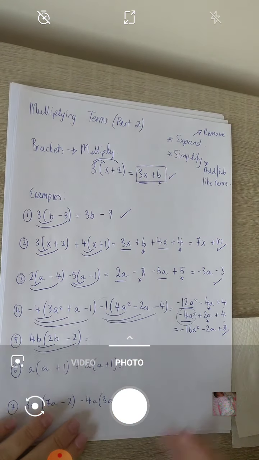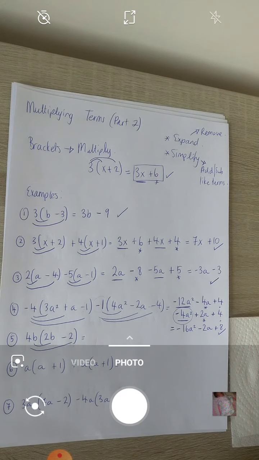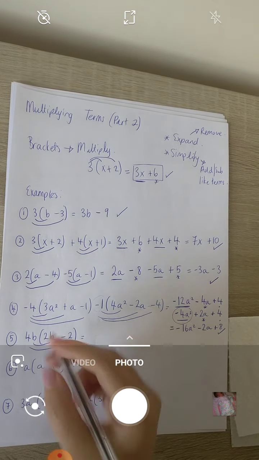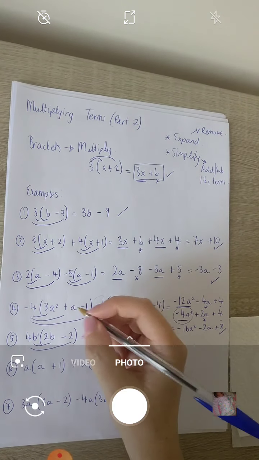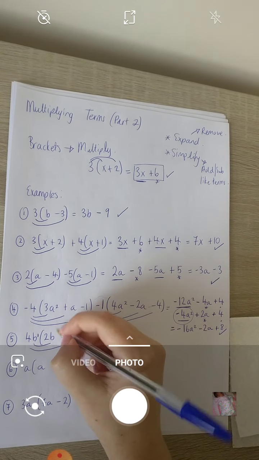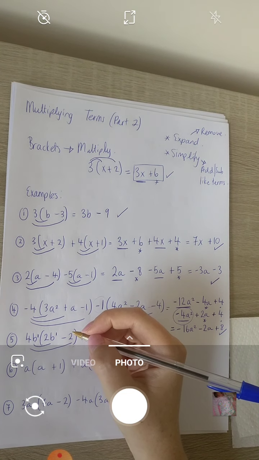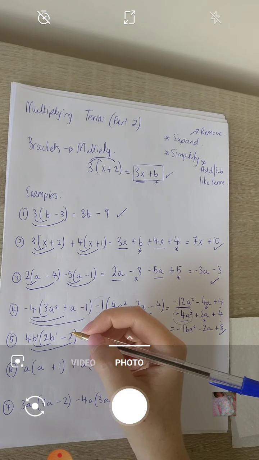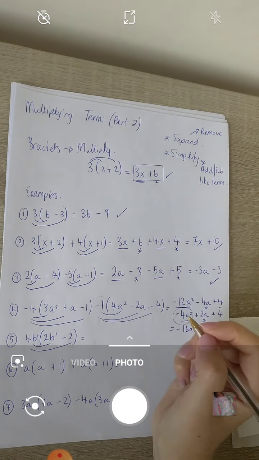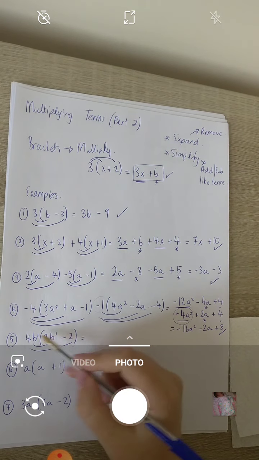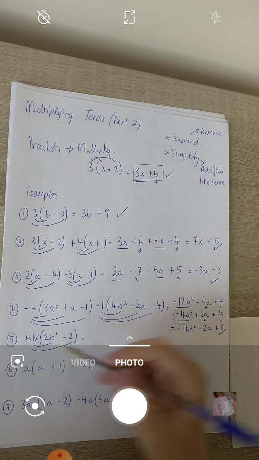So moving on, and this is where it gets a little bit more difficult again. Okay. What you can see here is we have our b, which is the same as b to the power of 1. And we've b here, which is b to the power of 1. Okay. Now we saw this in the last section of multiplying, multiplying terms part 1, where we have to increase the powers if we have the same variable.